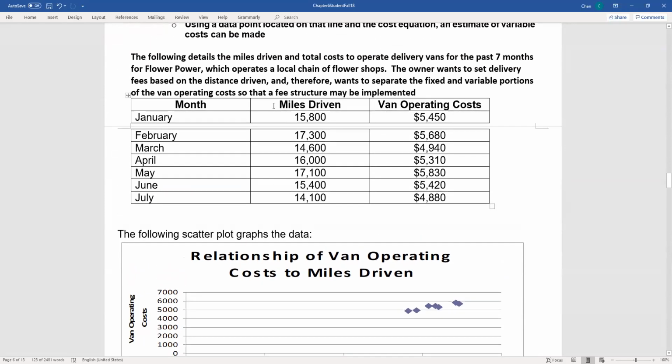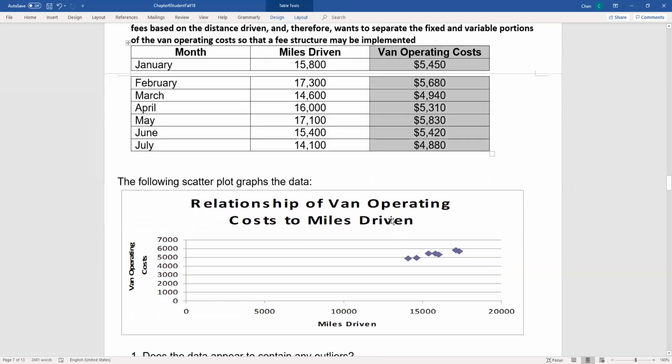They don't know their variable cost. They only know how many miles they drive, and this is their operating costs. And then they put all these, so for every month there's a dot here. As a scatter plot, you can see the trend that it seems like a mixed cost is increasing.